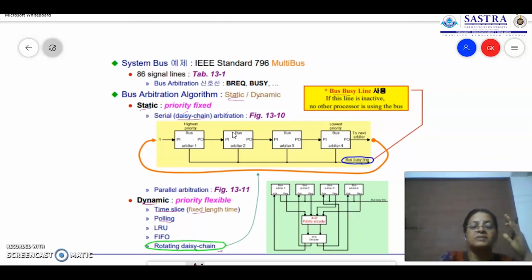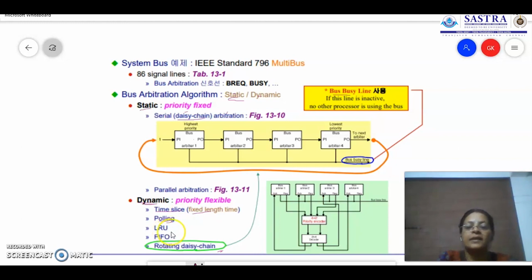So by polling, by checking one by one, the bus will be granted to the device which needs it, or it will not be granted to that particular device. So the polling mechanism obviously needs an arbiter, or a controller sort of arrangement, which has to check the requirement of each device.